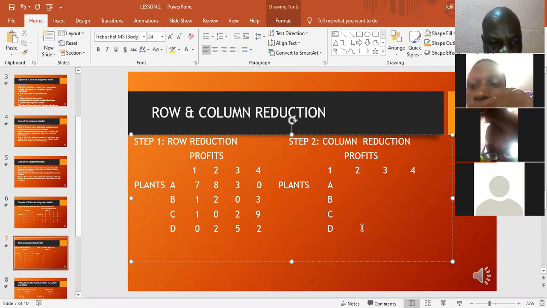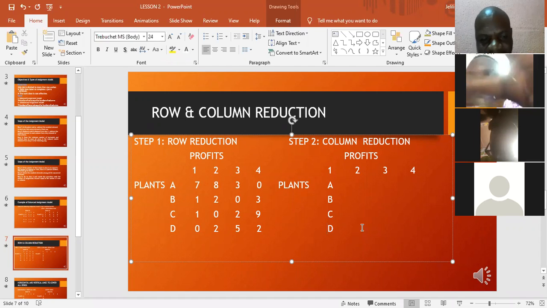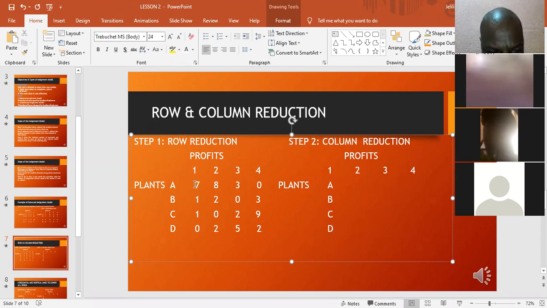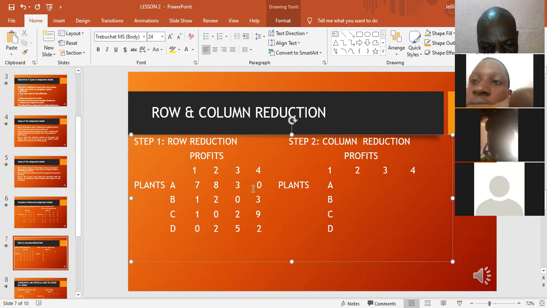Now, our column reduction says from the reduced matrix in step 1. So we can now make use of that one as our column reduction. Now, this is the column side. From 7 1 1 0, that is a column. 8 2 0 2, that is a column. 3 0 2 5, that is a column. 0 3 9 2, that is a column.